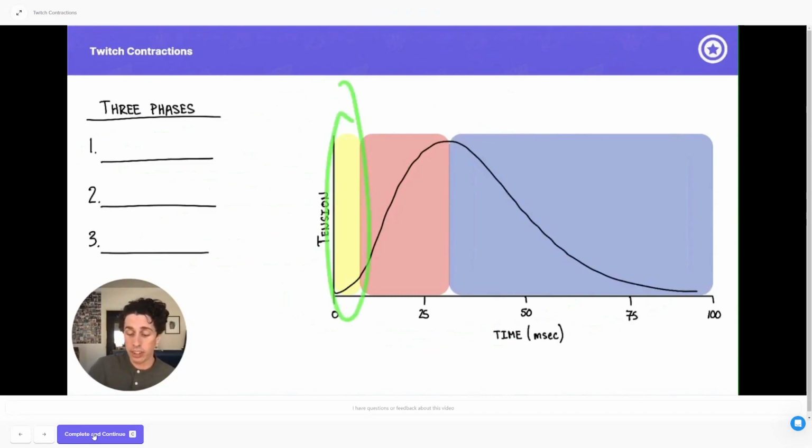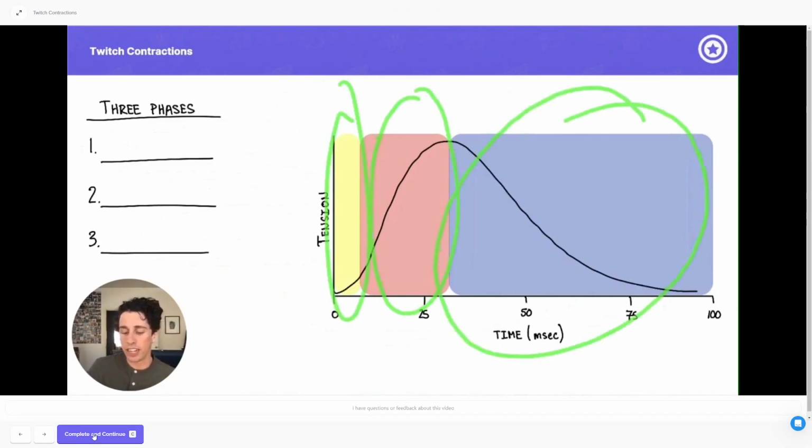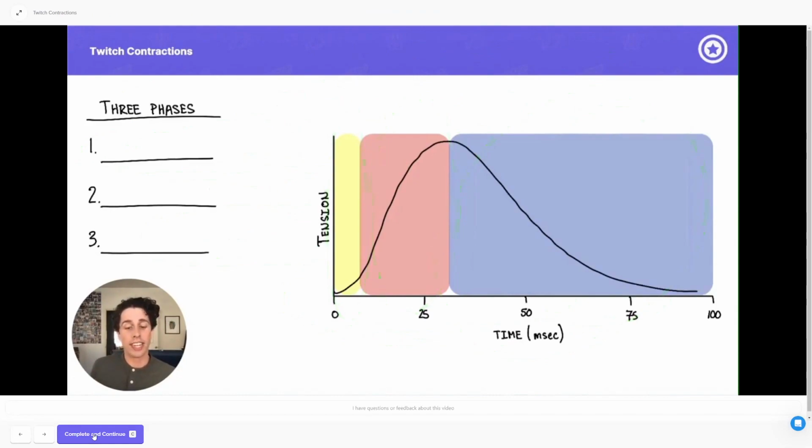So we can see one phase right here, one phase right here, and one phase right here. And so these three phases are going to have different names. So let's go ahead and write all of these in. So this first one that we're seeing right here, this yellow, this can be known as the latent phase. So go ahead and write this in. So latent phase right here.